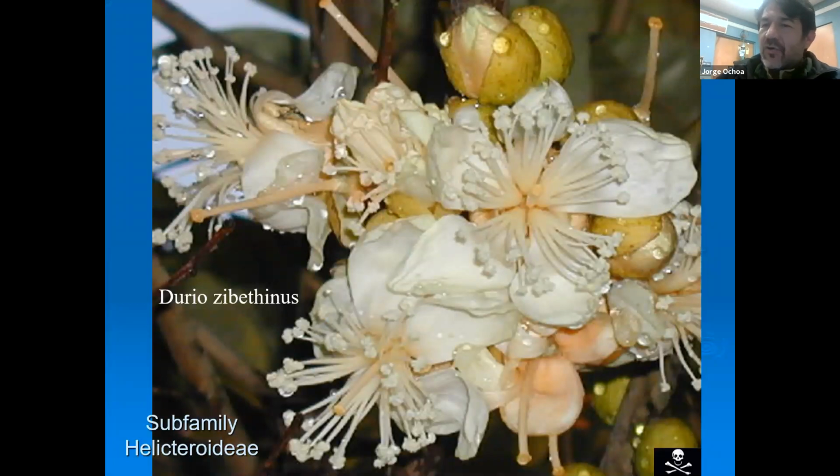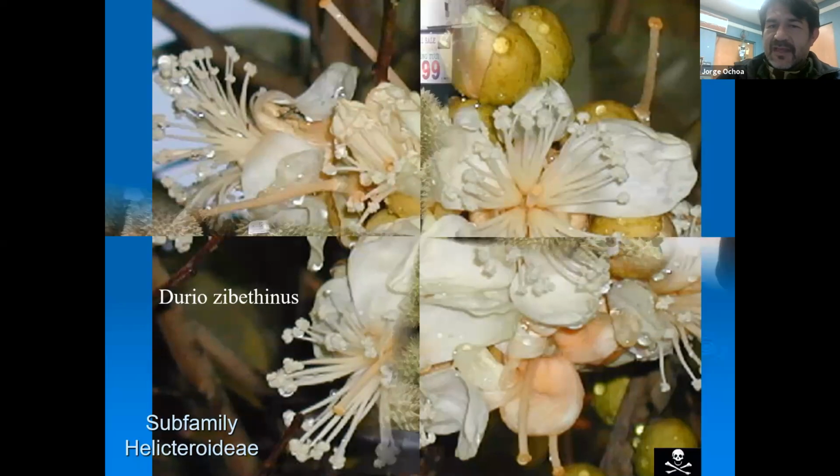And then I don't have a photograph, so this is also pirated. The genus Durio, or the durian. This is a different subfamily, the Helicteroideae, and it is very tropical, so I have yet to see it out here. Probably doesn't grow, or it wouldn't do as well. So here are just the flowers from Google.